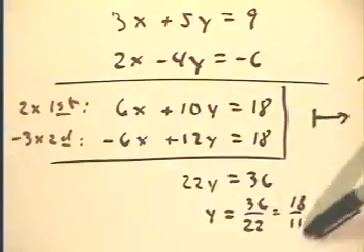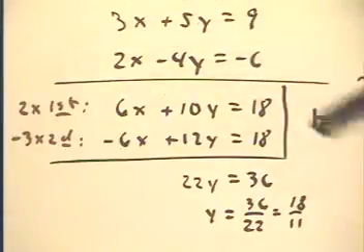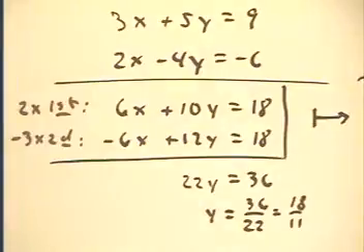If we take that 18/11 and substitute it back into either equation, we'll get something we can solve for x, and we're familiar with this process, of course. This is what we normally do, or this is one way to solve the equation.